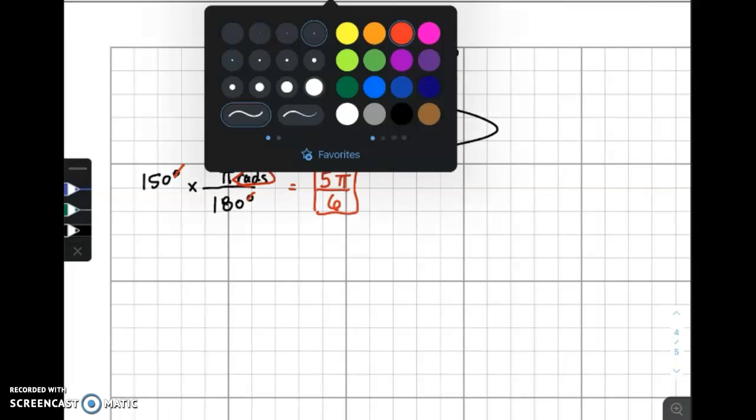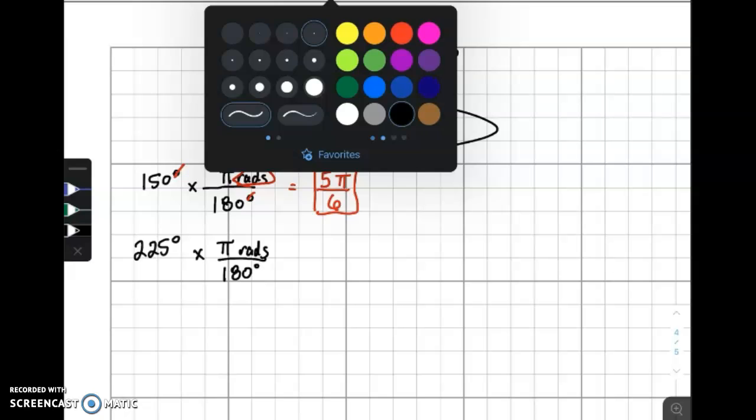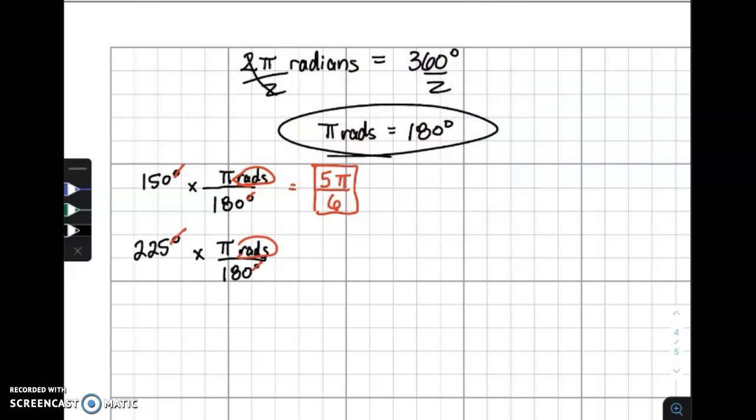Let's try that again with a different measurement. Let's try 225 degrees. So I'm going to put degrees on the bottom again so that I can cancel my degree units. So that is going to cancel degrees and leave me with radians. 225 and 180. 45 goes into each of those numbers. 225 divided by 45 is 5. And I also have a pi up there. And then 180 divided by 45 is 4. So 5 pi over 4 is the radian measure.